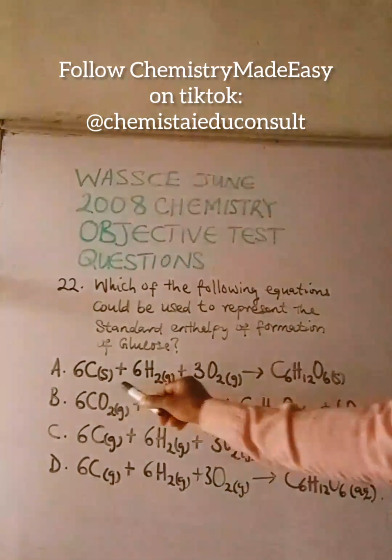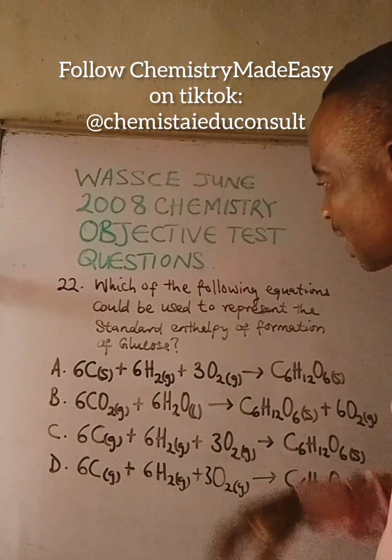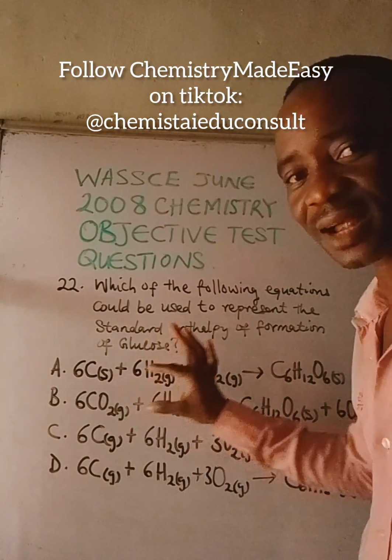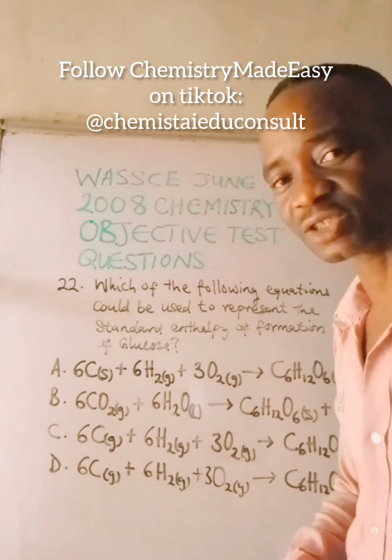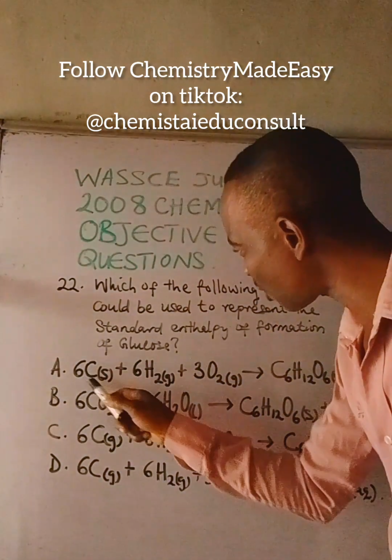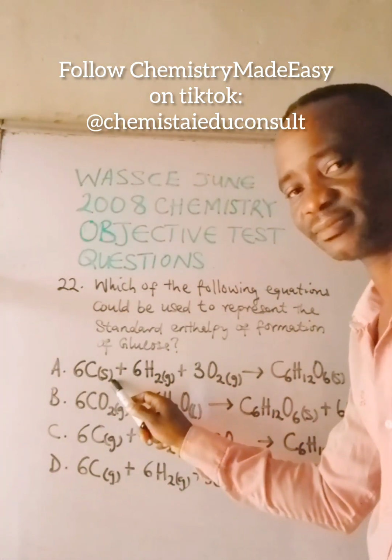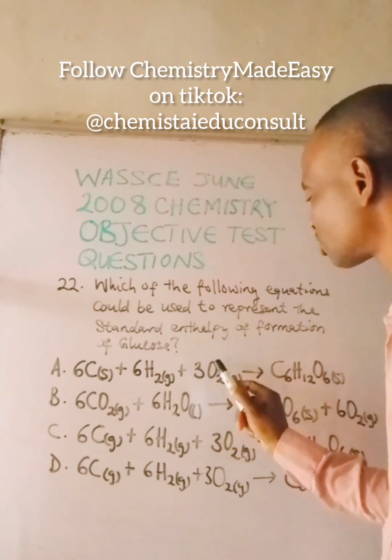Now, these are the equations. Which of them have the reactants and products in their standard states? That is indirectly what the question is saying. Here it says carbon atom, solid, plus hydrogen gas, plus oxygen gas.